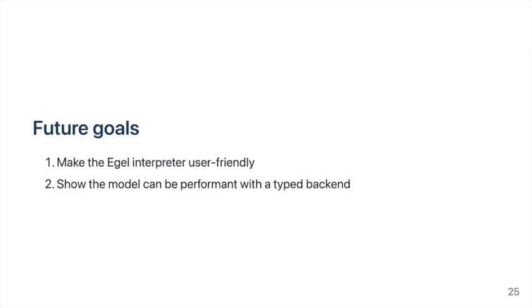Egel programs are written in a dynamic manner, so we want to concentrate on shortening the feedback loop with better error and tracing messages. We made a number of costly design decisions, but are sure we can mitigate those. At minimum, we want to prove that the elaborated operational model can be made very performant with a typed backend.